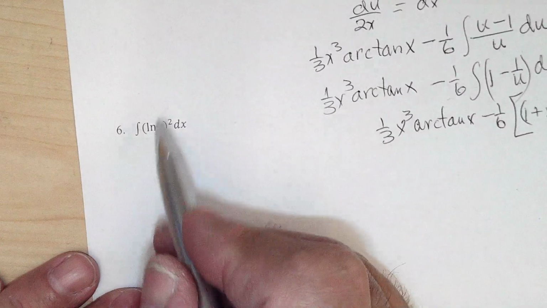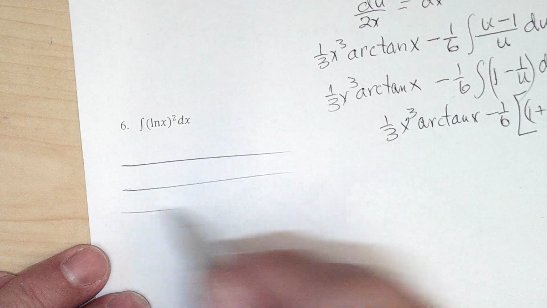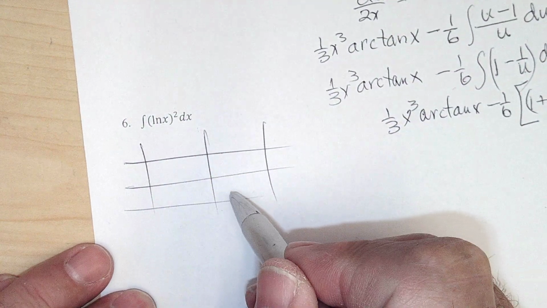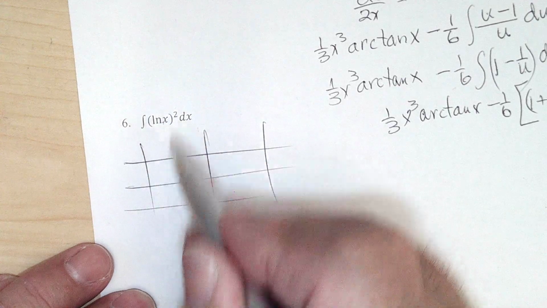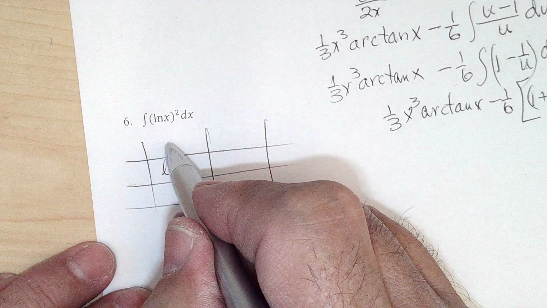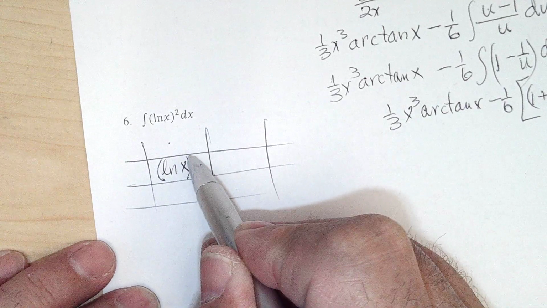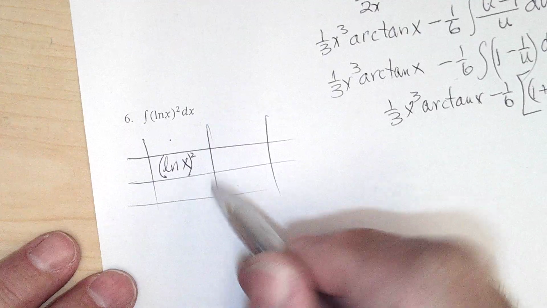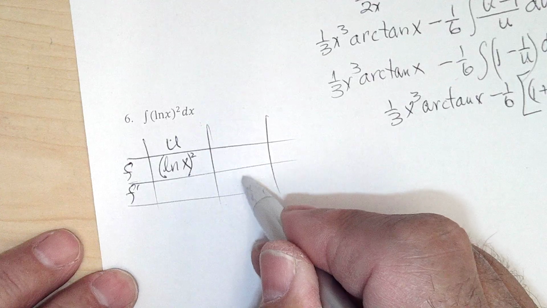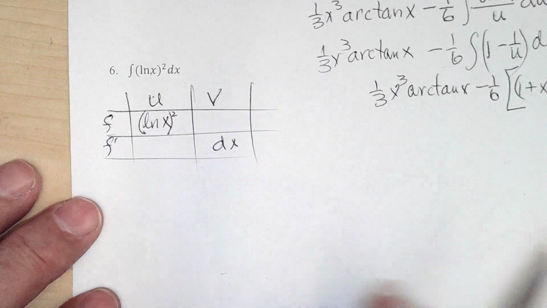Okay. This one. Last one. So I'm going to let, I don't know the antiderivative of ln, so I'm going to put ln here as, actually I'm going to put ln squared here in u. And so I'm going to put the dx here. I don't know if this is going to work. This is my first guess at it.